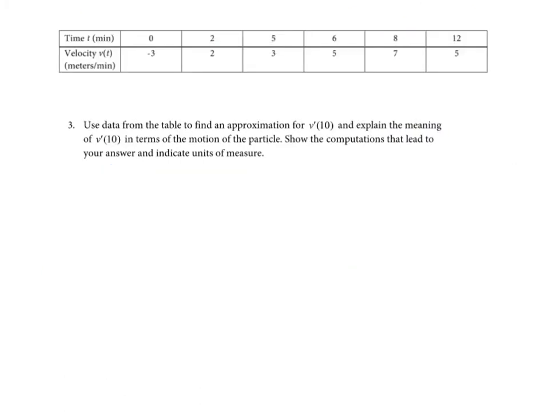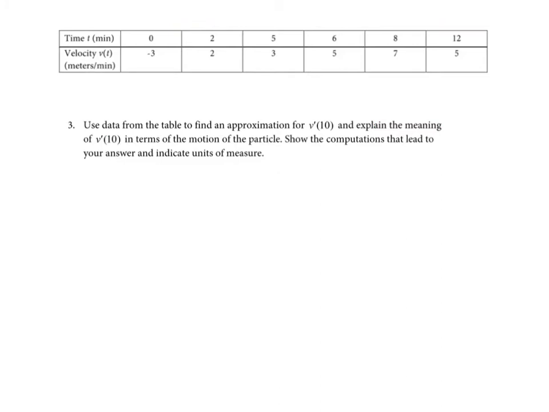Question 3. Use the data from the table to approximate v prime of 10 and explain the meaning of v prime of 10 in terms of the motion of the particle. Show the computations that lead to your answer and indicate the units of measure. So this is a very, very hot topic for us, and it's a very simple idea, I think. Just use some common sense.